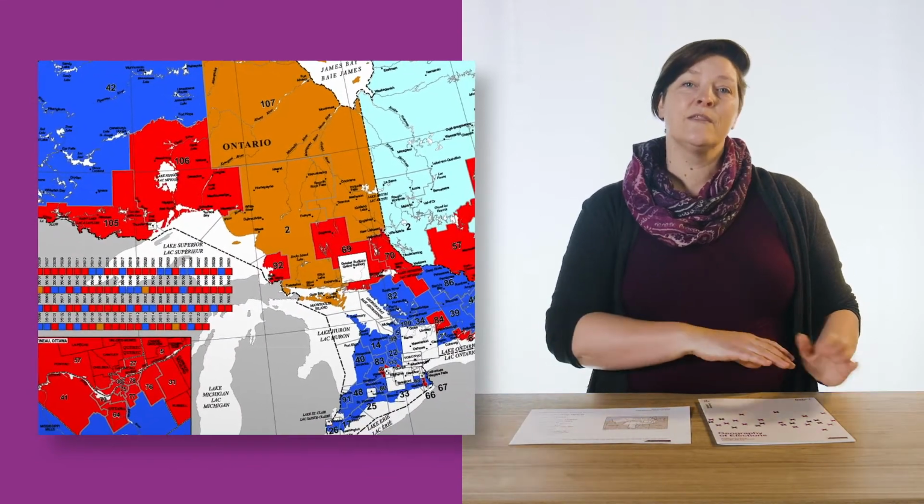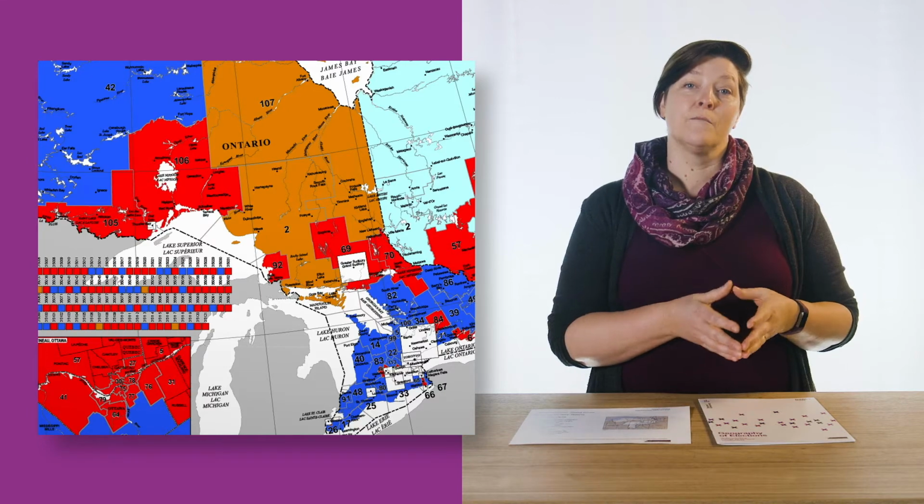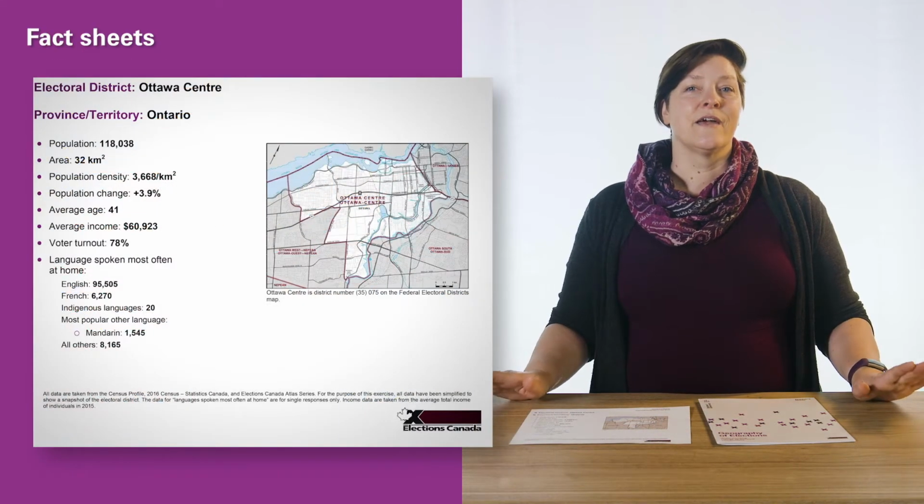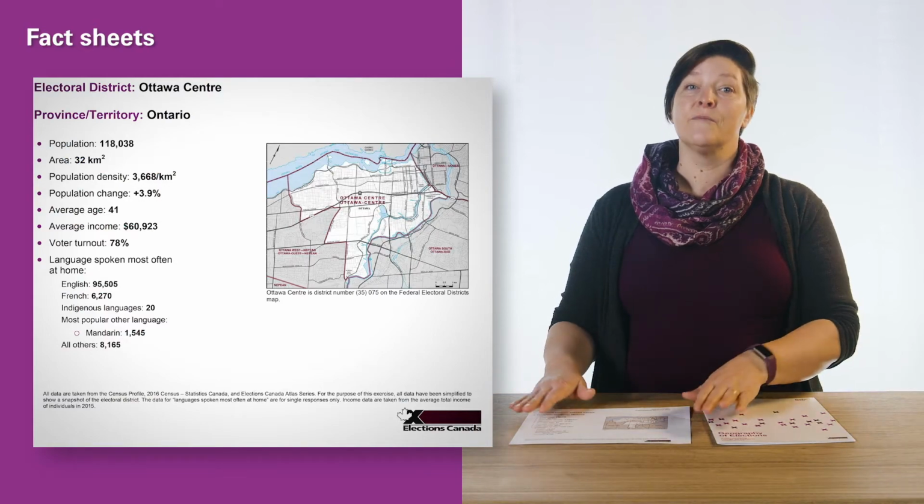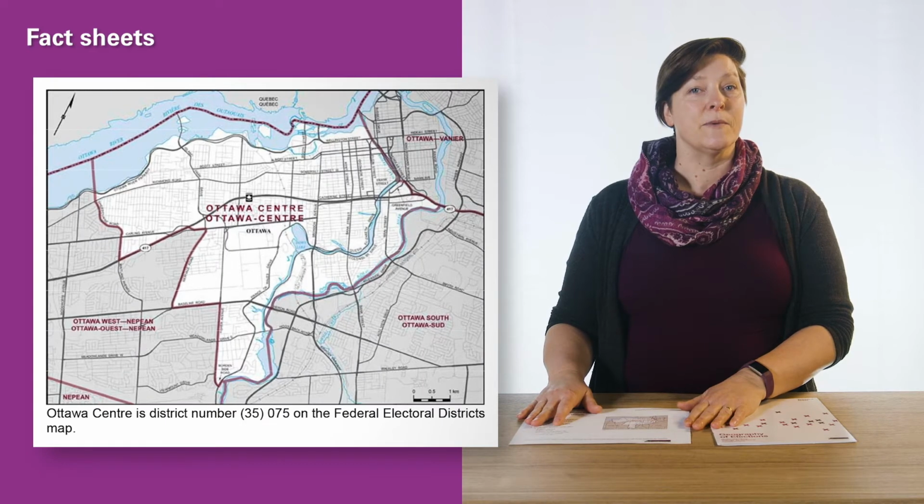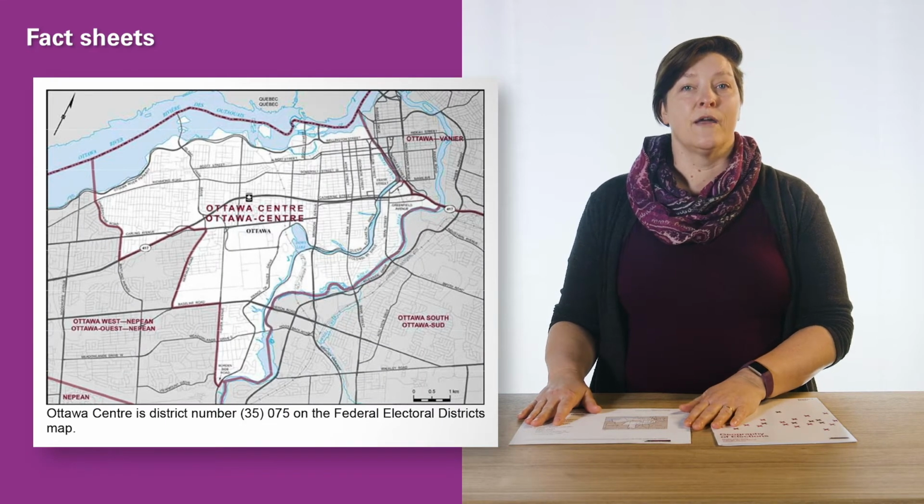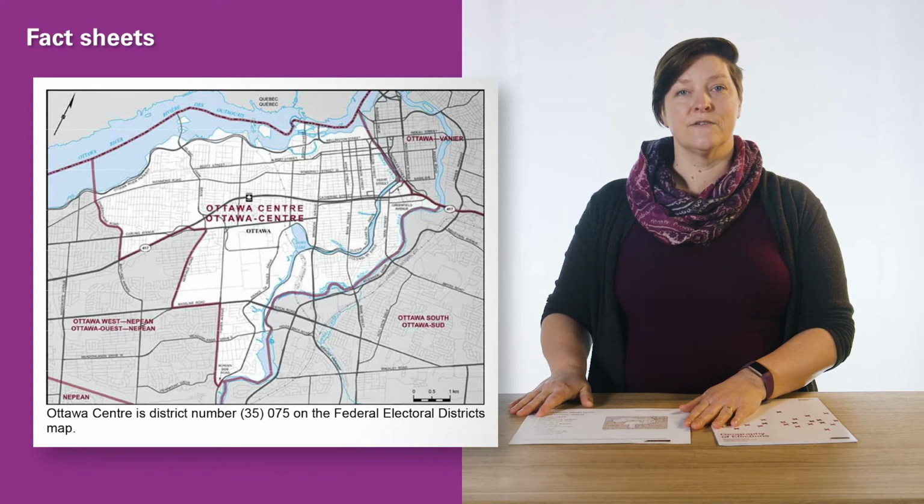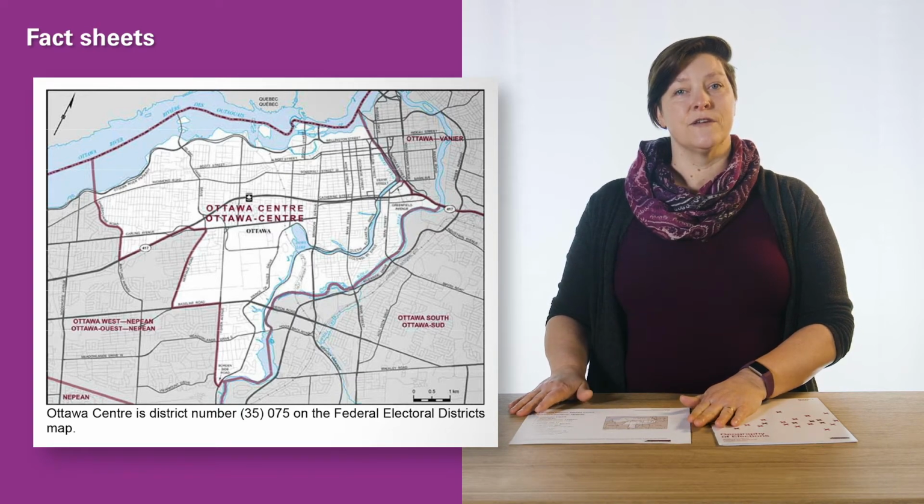While they're still at the map, ask what they notice about your electoral district. Then, explain that they're going to work in small groups to learn more by examining the fact sheet for your electoral district. Let's take a closer look at the fact sheets. Here's my riding, Ottawa Centre. I can see right away on the map that it's urban and surrounded by other urban ridings. I can also see that the boundaries of my riding follow both natural features like rivers and artificial features like roads.